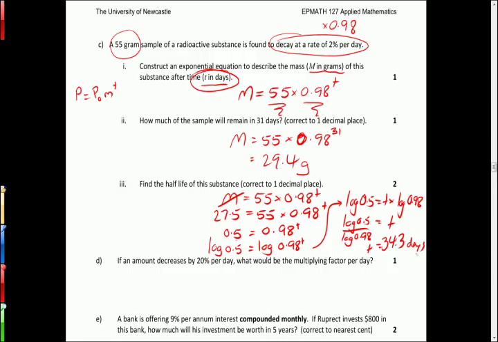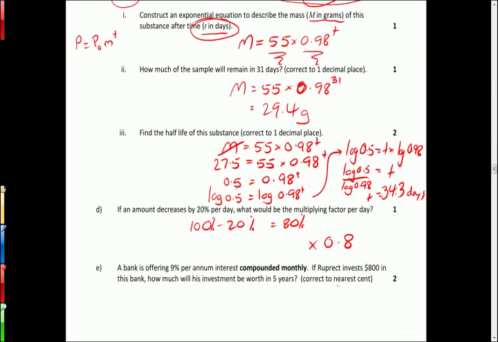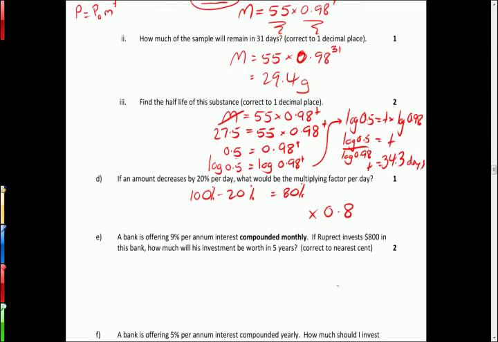If an amount decreases by 20% per day, what would be the multiplying factor per day? Well, we just did one that's pretty much the same. Here I said, look, doing nothing was 100%. Take 2 off it. Here, doing nothing is 100%, but we're saying take 20 off it. So we want to find 80% of the item. Each day, if it loses 20%, we're timesing it by 80%. So the multiplying factor is just 0.8. You could call it 80%. It's the same answer. You could say the multiplying factor is 80%, same thing as 0.8, 8 tenths.